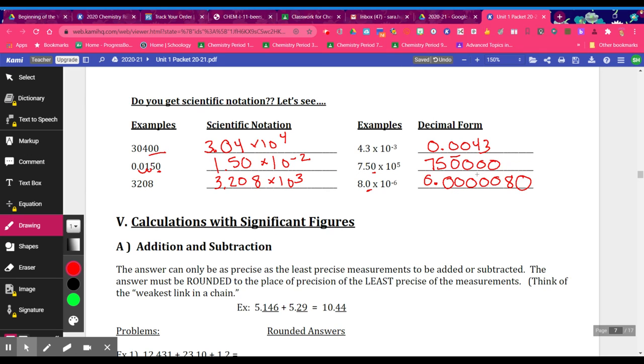So when we move in and out of scientific notation, we have to maintain the precision of our numbers because they are measured numbers. You can try the practice on the scientific notation practice page.